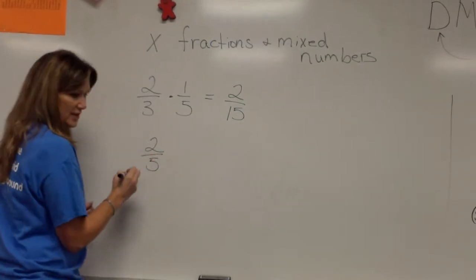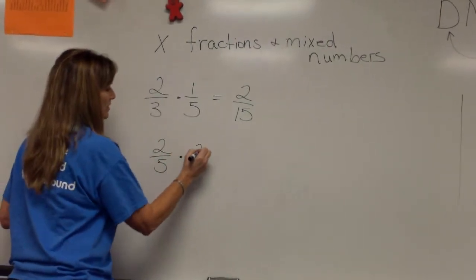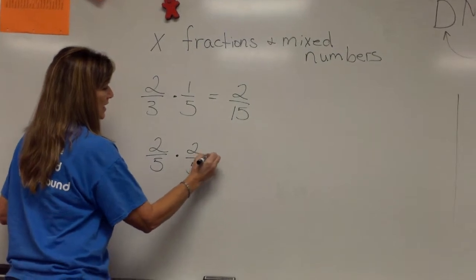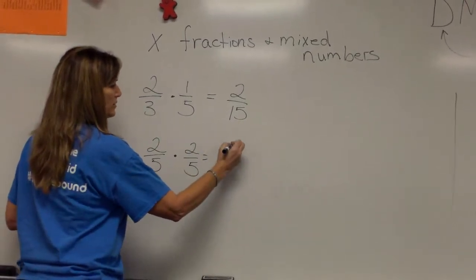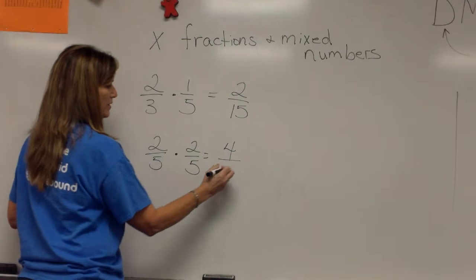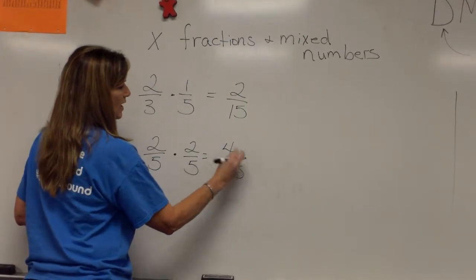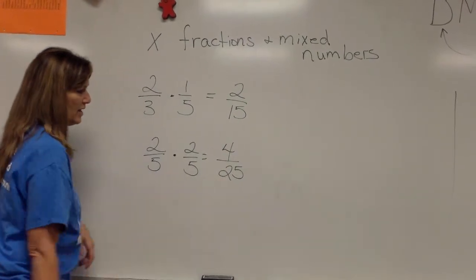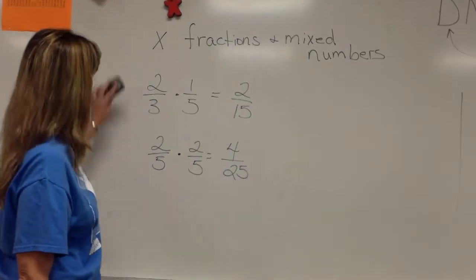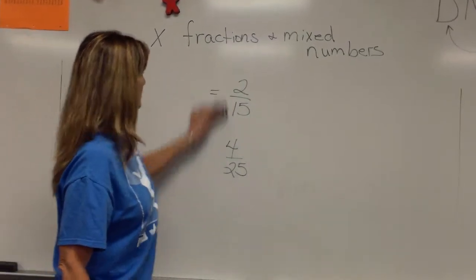Let's try 2/5 times 2/5. Again, multiply my top numbers, multiply my bottom numbers. I have 4/25, and those will not reduce. Let's try another.